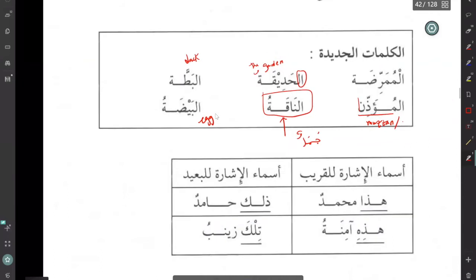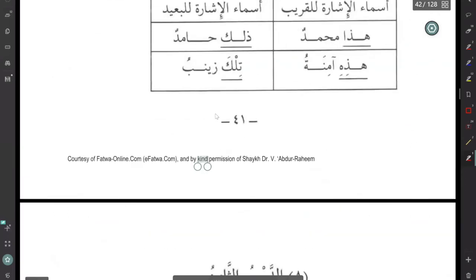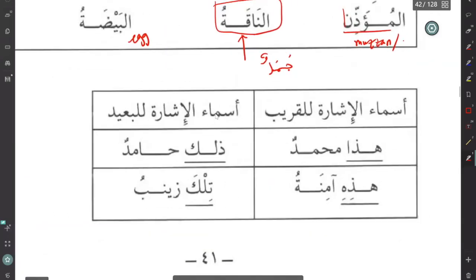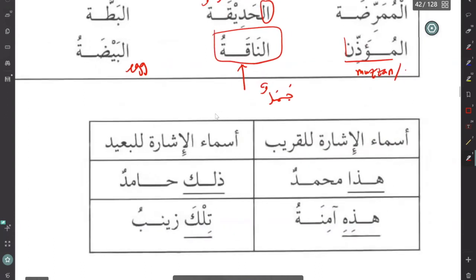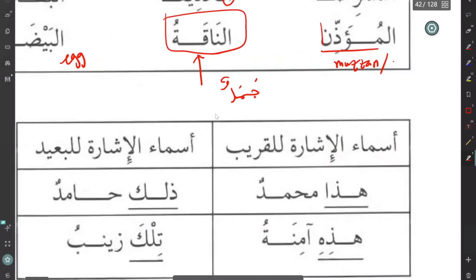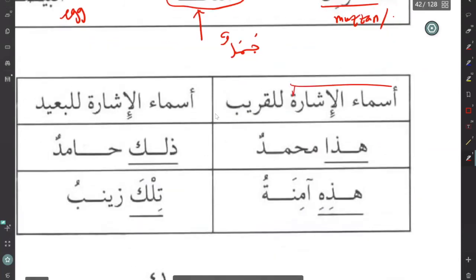Jayyid, alhamdulillah. So this is the end, and here I want to spend a little bit of time because the book is giving you some Arabic grammar terms, okay? What are the Arabic grammar terms? You have asma'ul ishara. Asma'ul ishara means demonstrative pronoun.